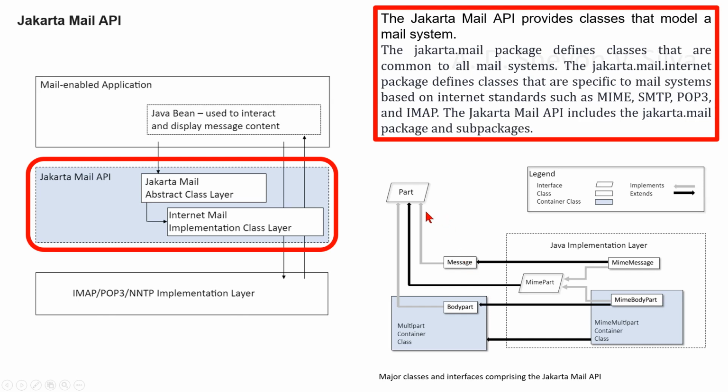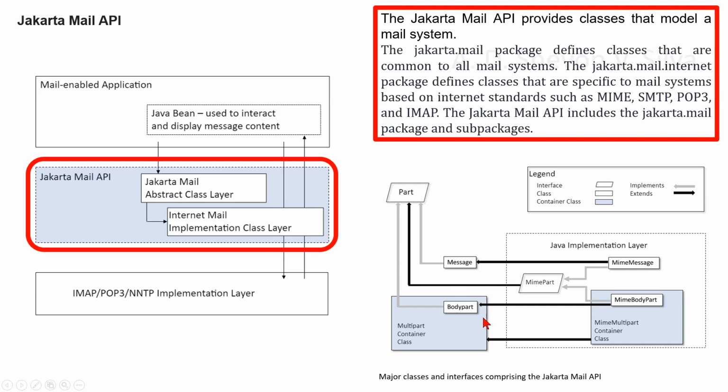The Part interface defines a set of standard headers common to most mail systems, specifies the data type assigned to data comprising the content block, and defines set and get methods for each of these members. It is the basic data component in the Jakarta Mail API and provides a common interface for both Message and BodyPart classes.